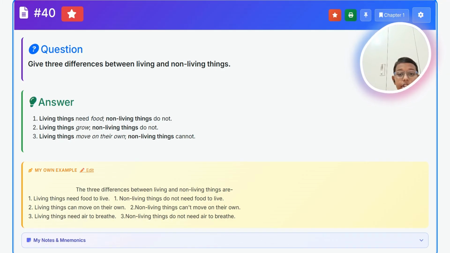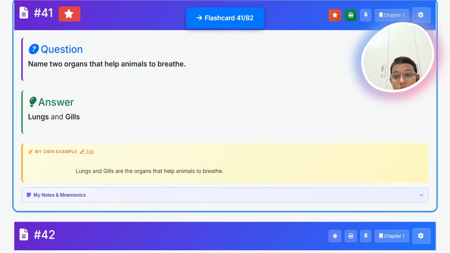The three differences between living and non-living things are: living things eat food to live. Non-living things do not need food to live. Living things can move on their own. Non-living things can't move on their own. Living things need air to breathe. Non-living things do not need air to breathe.